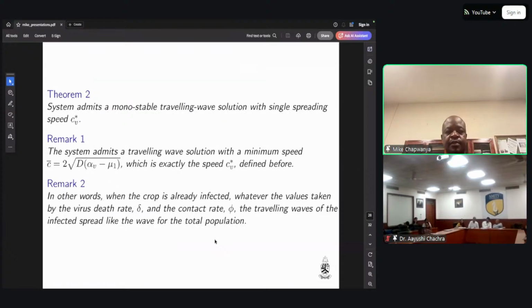Some of the results that one can extract in this case is that this reduced system admits a monostable traveling wave solution with a single spreading speed c_V, and one can see that's the same traveling wave as the Fisher's equation. One would also see that delta is not part of this speed, and also the conduct rate phi is not part of that traveling wave speed.